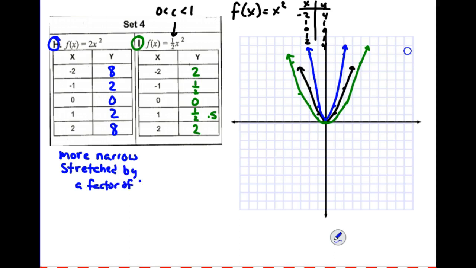Because that 2 meant something. If I had a 3 there, it'd be stretched by a factor of 3. And you can even look at this, it's going to get more narrow. And 4x squared would be even more narrow by a factor of 4.